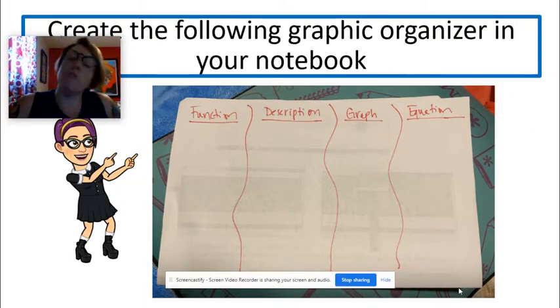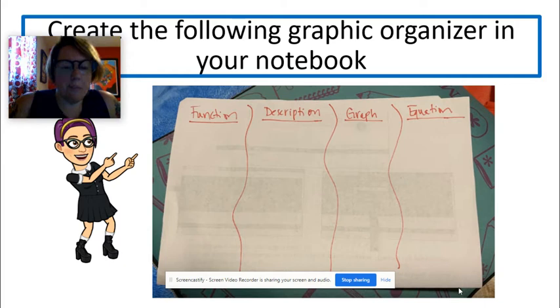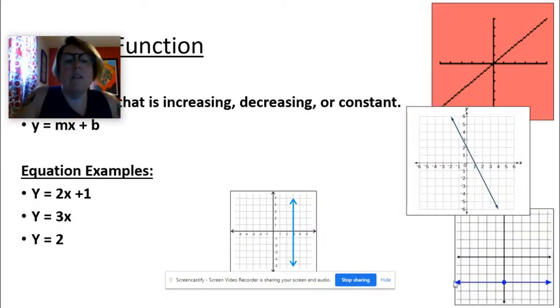Today, I wanted to continue with reviewing back from EQ2, which was functions. So when we learned about the different function families, I had you create this graphic organizer in your notebook where you wrote down the type of function, the description, the graph, and the equation. Obviously, you don't have your notebooks with you today, but we're still going to use the same PowerPoint.